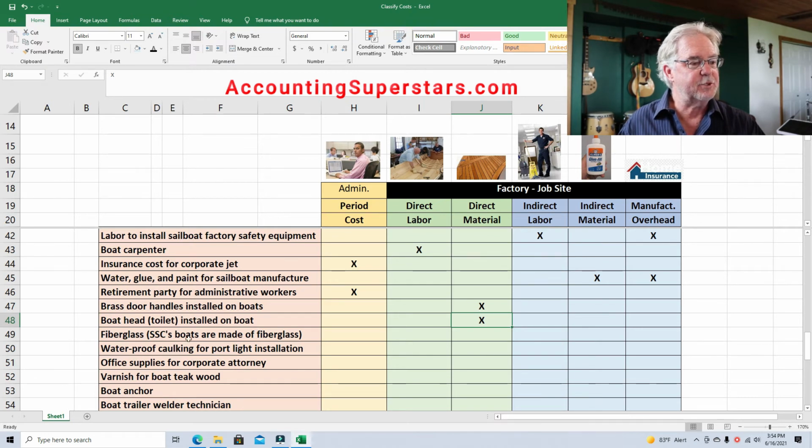Fiberglass. SSC's boats are made of fiberglass. Now modern sailboats are made out of fiberglass, and that's something that adds up to be a big cost. So fiberglass, yep, we're tracking that.